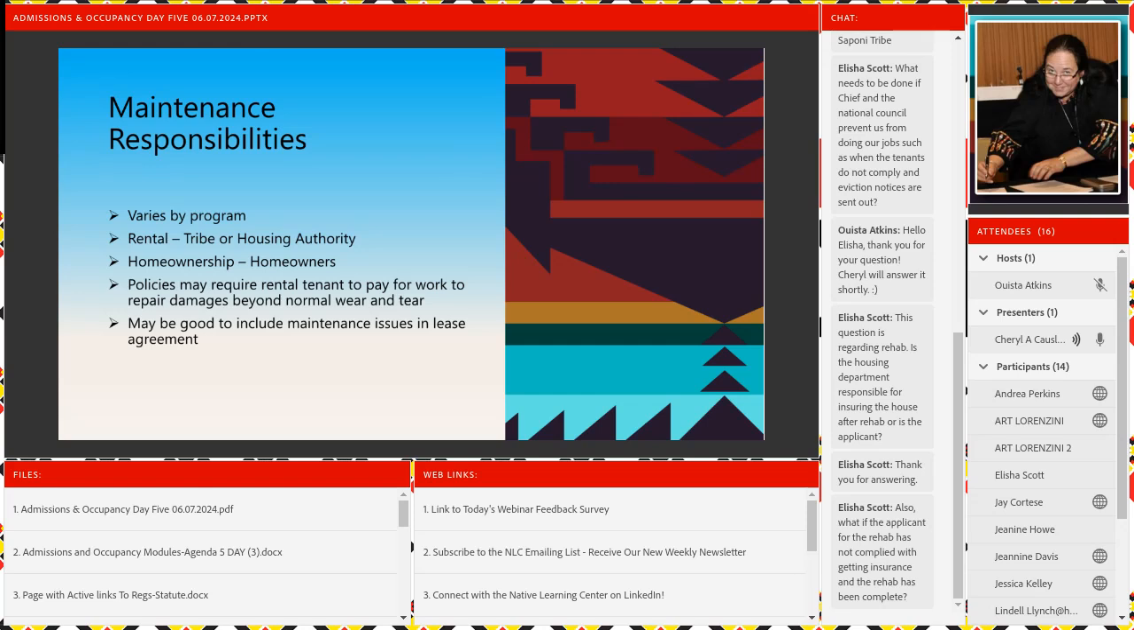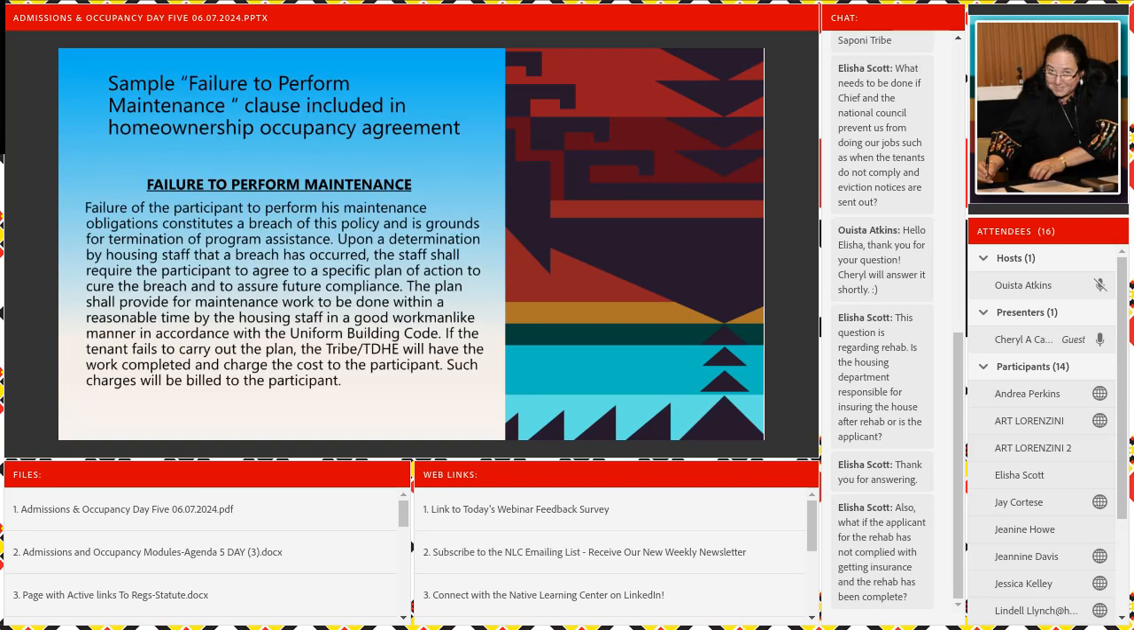But you as a housing entity, that's legally your property, so you too are responsible to make sure that they're complying with that. Policies can require a rental tenant to pay for work to repair damages beyond wear and tear. It may be good to include maintenance issues in your lease agreement. This is a sample failure to perform maintenance clause included in a homeownership occupancy agreement. Failure of the participant to perform his maintenance obligations constitutes a breach of this policy and is grounds for termination of program assistance.